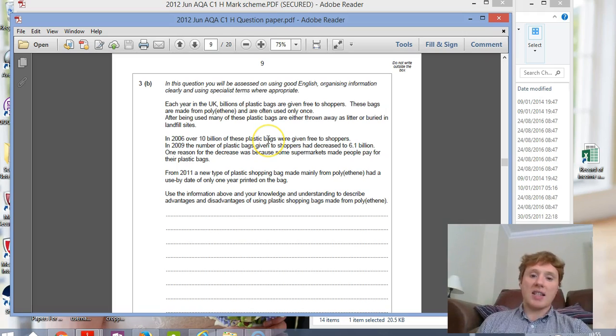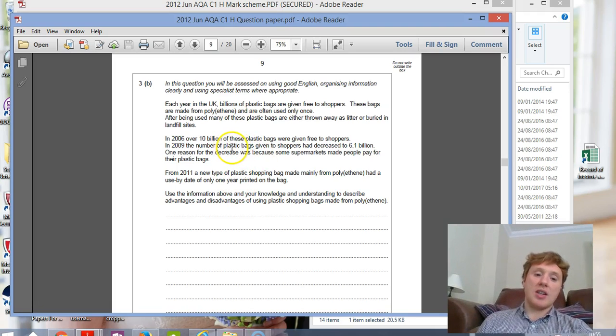3B, it's the big one. Billions of plastic bags are given free to shoppers. Well, this was in 2012. Now we have to pay 5p a bag. And this is why. These bags are made from polyethylene and are often only used once. After being used, many of these bags are either thrown away or buried in landfill.